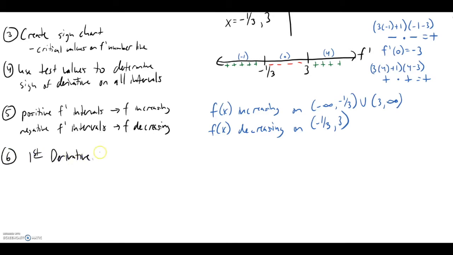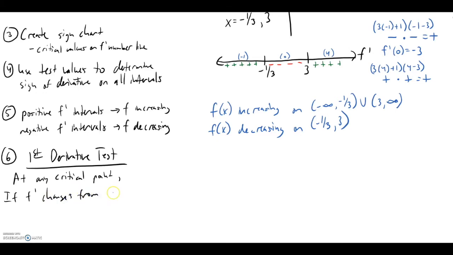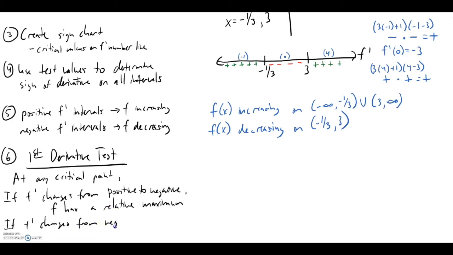And finally, we'll finish up with what's known as the first derivative test. And the first derivative test states that at any critical point, if the first derivative changes from positive to negative, the function f has a relative maximum at this point. If f prime changes from positive to negative, our function changed from increasing to decreasing, the definition of a relative maximum. And so it follows that if f prime changes from negative to positive, decreasing to increasing, then f has a relative minimum at this point. And if we see no sign change, that's inconclusive. There's not much we can say off of that.